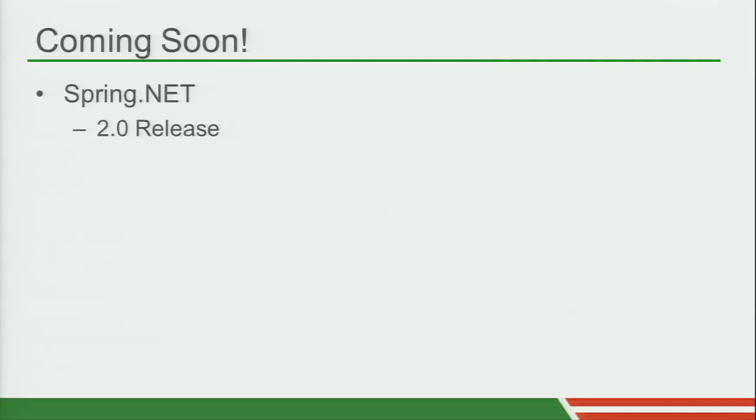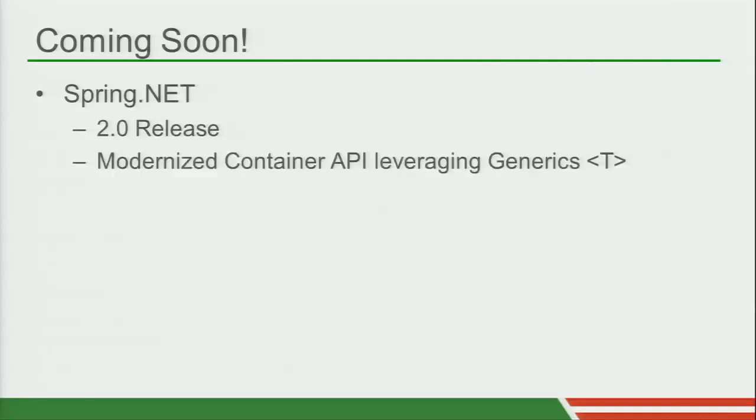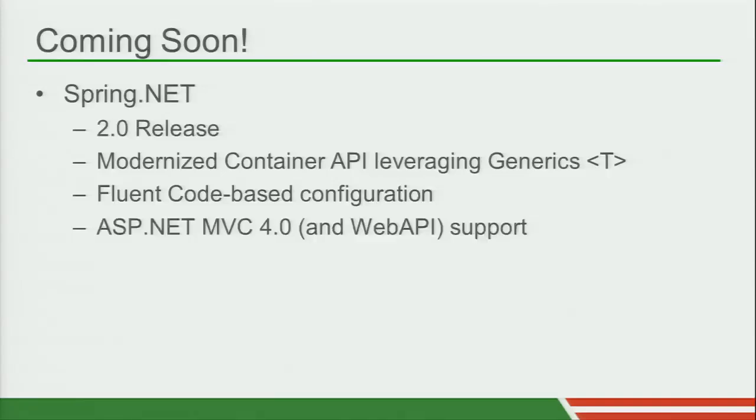So upcoming is the 2.0 release, probably in about a month, hopefully a little less. Among several things, we'll have a modernized container API that more heavily leverages generics. We'll be introducing a fluent code-based configuration. In addition to the @configuration approach, we'll also be doing declarative code-based configuration in a sort of more fluent style. With Spring.NET 2.0 will come our support for MVC4, including support for MVC4's new web API, which is sort of Microsoft's re-envisioning of the WCF REST approach. But we do have support for that as well.